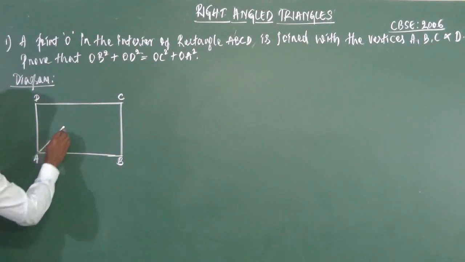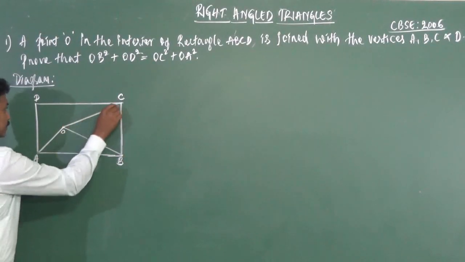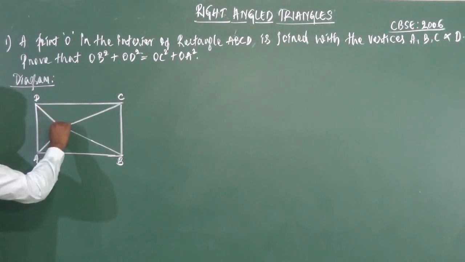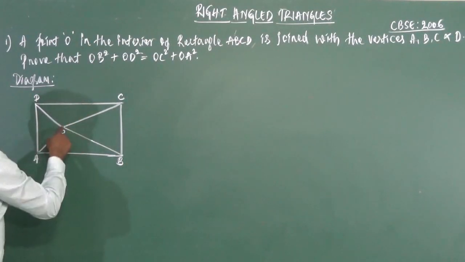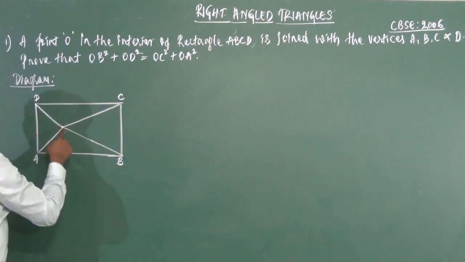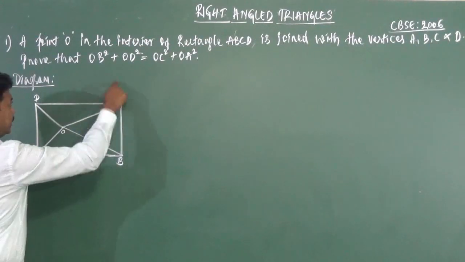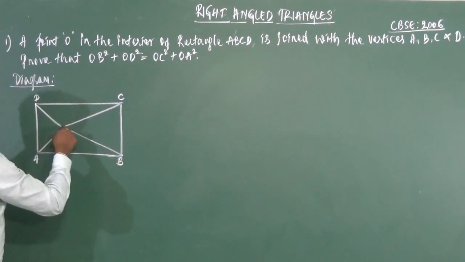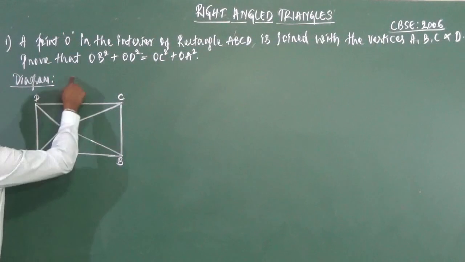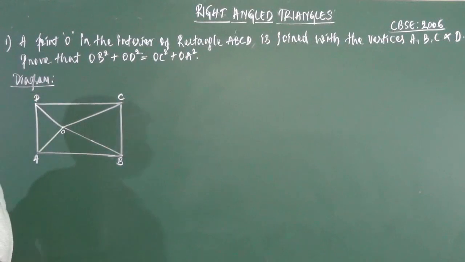So OA is joined, OB is joined, OC is joined, and OD is joined. So all the four vertices are joined to point O. So we have to prove that the square on OB plus the square on OD is equal to the sum of the squares on OC and OA. That is, OB square plus OD square is equal to OC square plus OA square. So this is what we have to prove here.